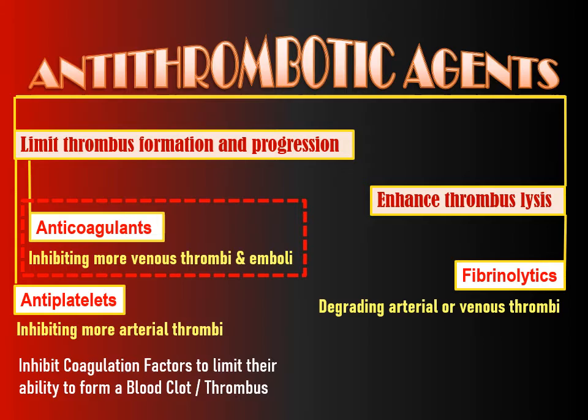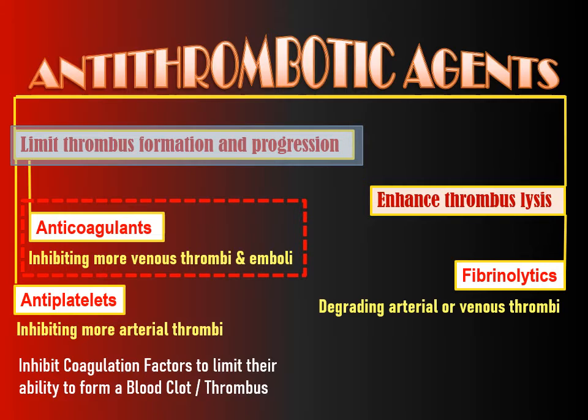Antithrombotic agents can be classified into two major groups. The first group is the drugs that can limit the thrombus formation and progression, and this includes both anticoagulants and antiplatelets. The anticoagulants work by inhibition of the further progression of venous thrombi and emboli. However, the antiplatelets inhibit the progression of arterial thrombi. So it decreases the coagulation factors or the platelets to limit their ability for formation of blood clot or thrombus.